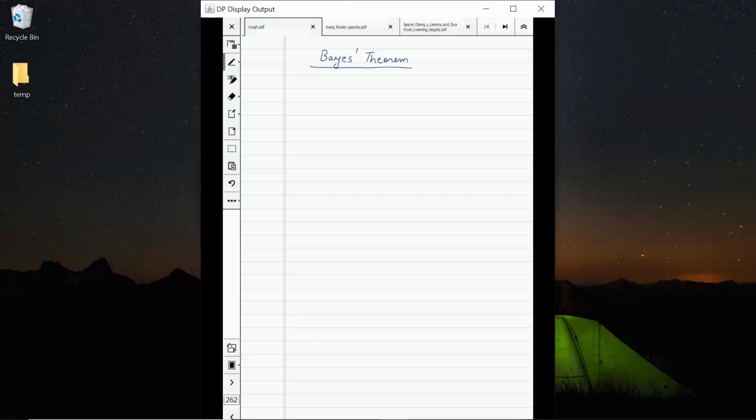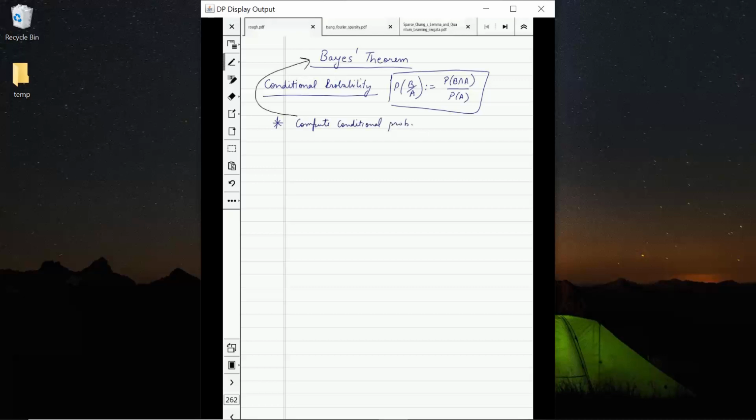Last time we defined conditional probability, which was the probability of an event B given that an event A has occurred. We defined the formula probability of B given A is equal to probability of B intersection A divided by probability of A. One of the main ways to compute conditional probability is called the Bayes theorem, and we are going to talk about this today. But before we talk about Bayes theorem, let me ask you a question.